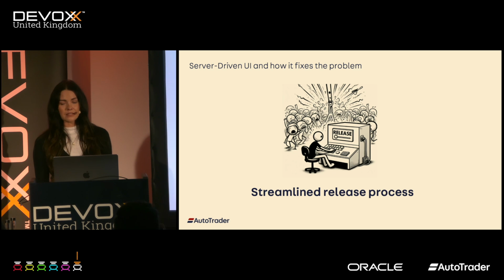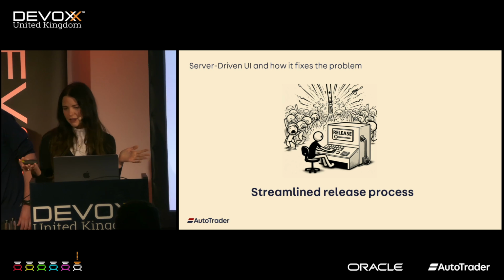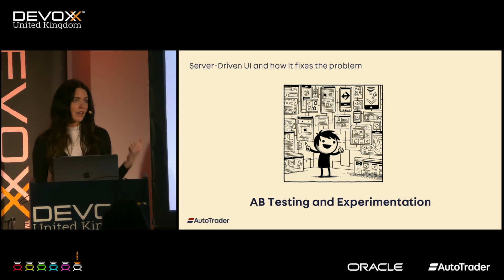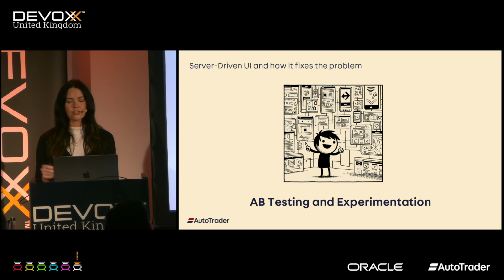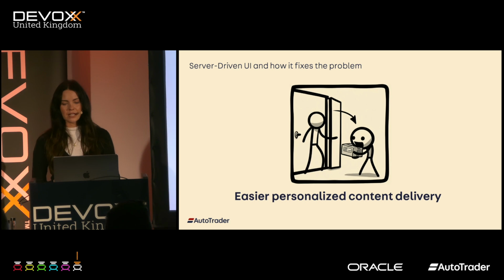Streamlined release process. I went through how tedious the release process on apps can be. So without needing a release for all changes, we still need to make releases, but we can deploy updates faster, and that helps us respond to market demands a lot quicker than we could. It also helps us with A/B testing. We get faster A/B testing by allowing server-side variations of the UI components. And it's easier for personalized content delivery based on user profiles and contextual data.